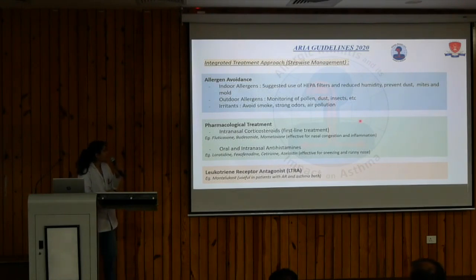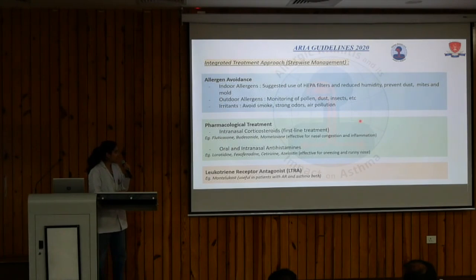The pharmacological treatment includes intranasal corticosteroids, which are the first-line treatment. The examples of intranasal corticosteroids are fluticasone, budesonide, mometasone. These are effective for nasal congestion as well as inflammation. The next category of drugs are oral and intranasal antihistamines. These are loratadine, fexofenadine, cetirizine. These are effective for sneezing as well as runny nose. The leukotriene receptor antagonists are montelukast, which are useful in patients with allergic rhinitis as well as asthma both.